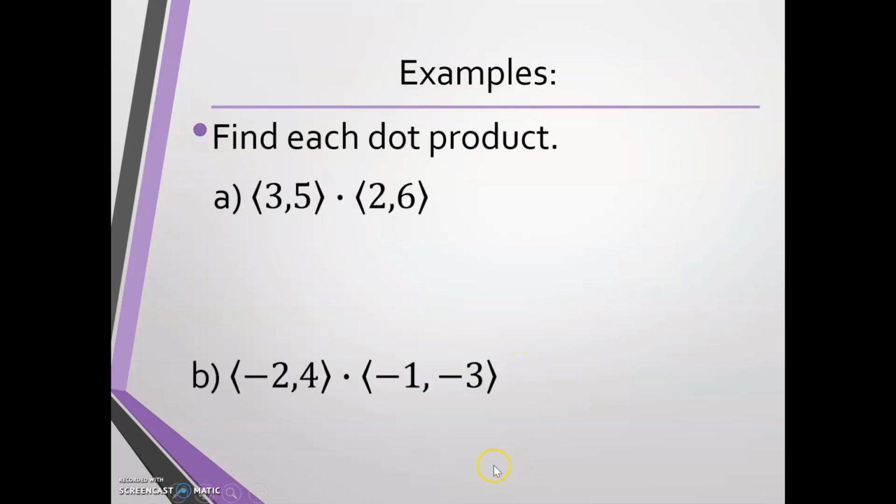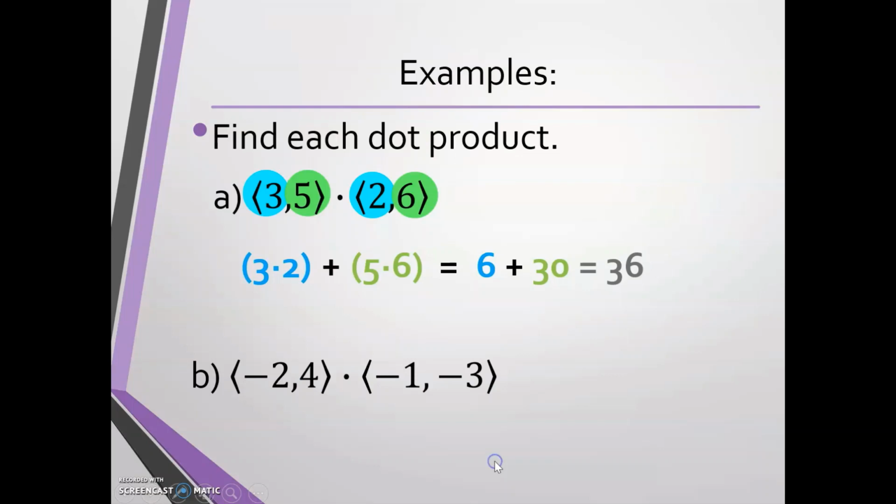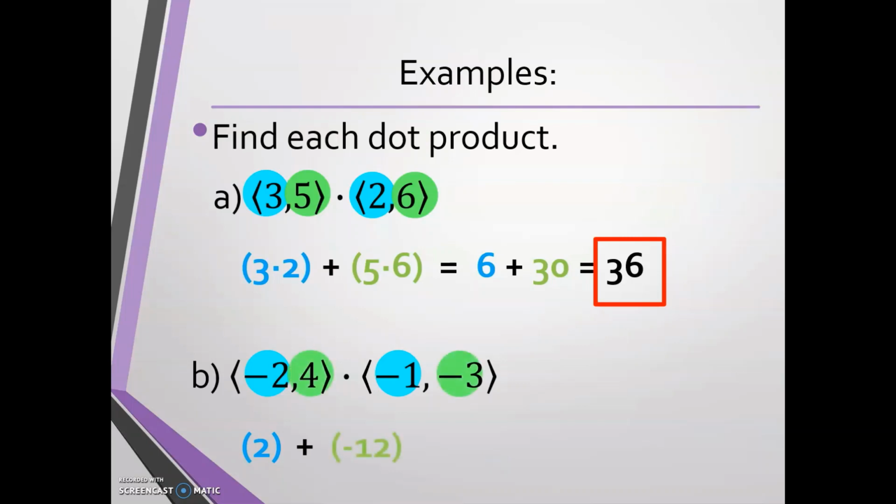For example, 3 times 2 plus 5 times 6 would equal 6 plus 30, or 36. That's our dot product. Negative 2 times negative 1 plus 4 times negative 3. 2 plus negative 12 is negative 10. That's our dot product.